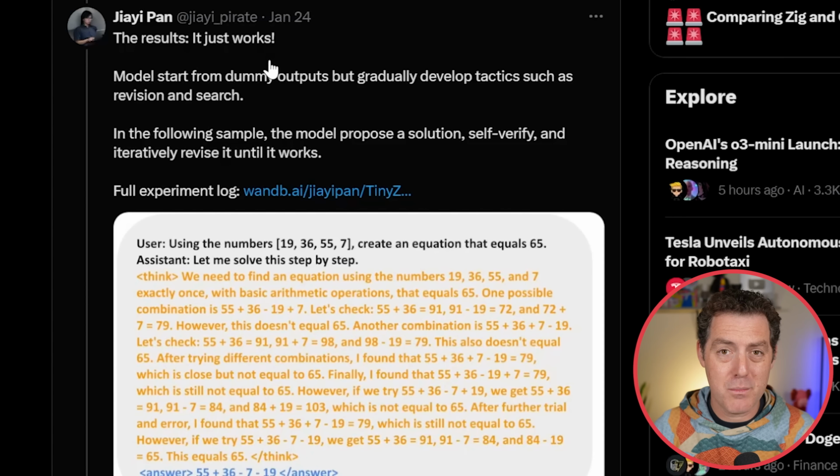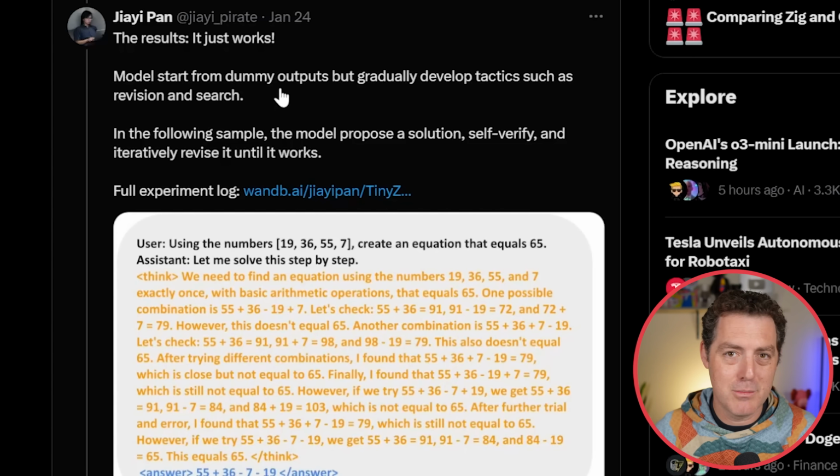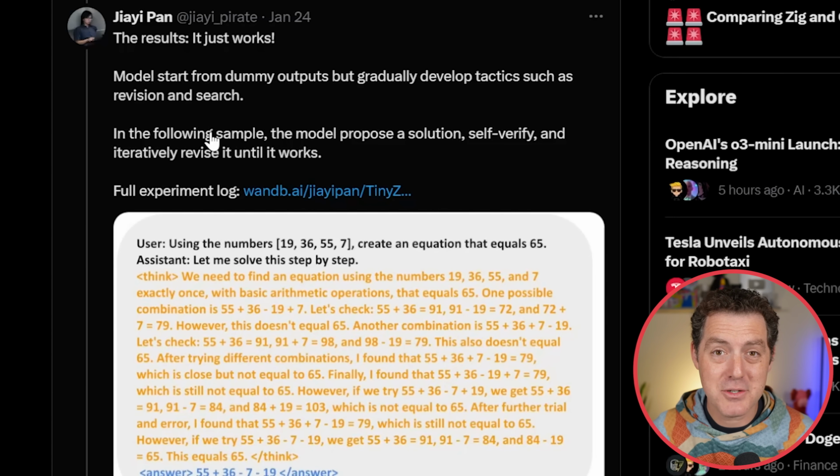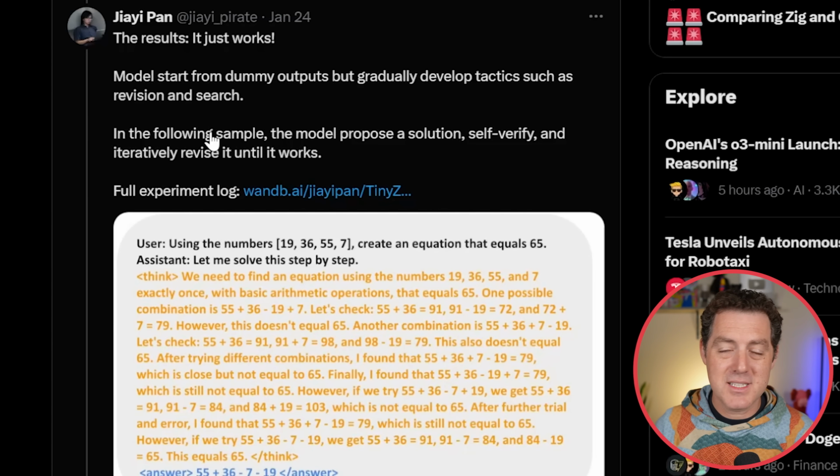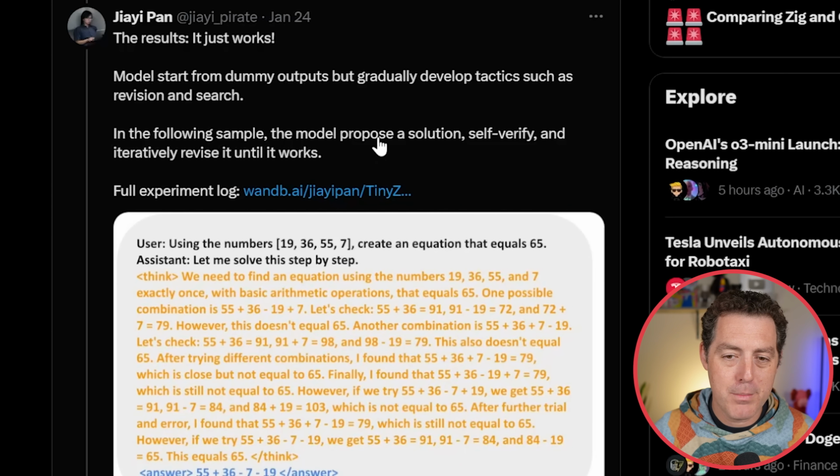So let's walk through the process. The model started with dummy outputs, meaning it was just completely wrong or nonsensical, but gradually developed tactics such as revision and search. And this happened naturally. No nudging, no need to say, here's how to think through it. It just arrived at this thinking. In the following sample, the model proposed a solution, self-verified, and iteratively revised until it worked.